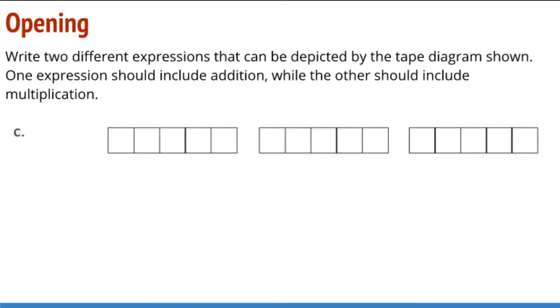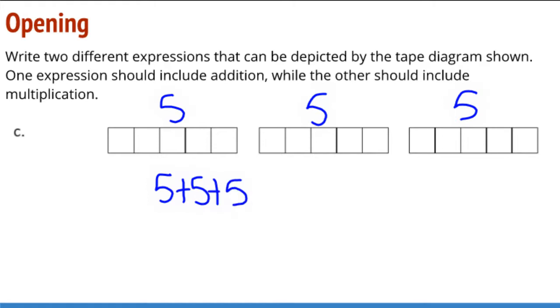Take a look here at this situation. Go ahead and write your addition and multiplication expressions. So we've got 5, 5, and 5. 5 plus 5 plus 5. And we also have 3 groups of 5.